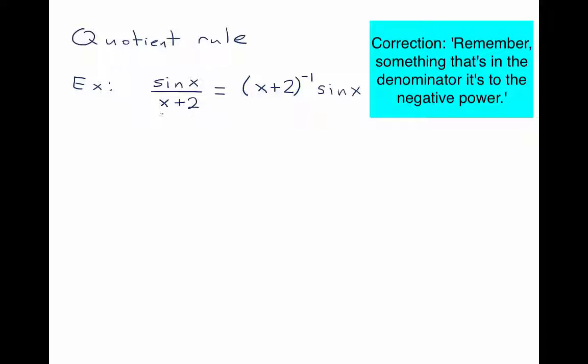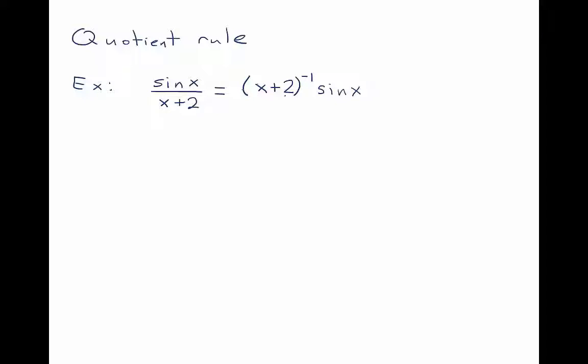Remember, something that's in the denominator is to the negative power. So you can do the chain rule on this part and then use the product rule with this part, and then you don't have to use the quotient rule. Let me know if you have any questions about that.